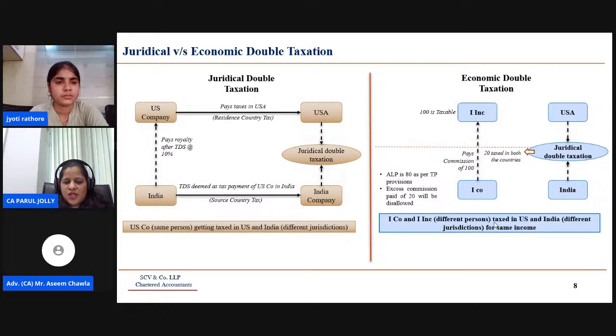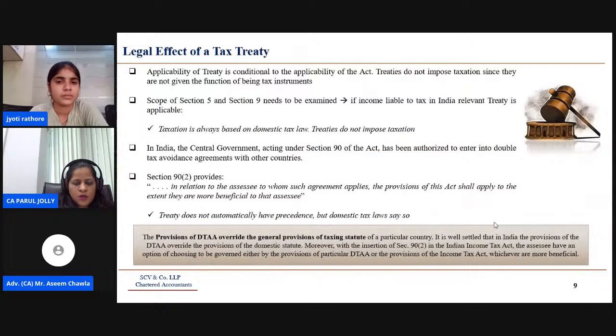So tax treaties largely prevent or mitigate juridical double taxation, and we'll see it later. As we know, in India, taxability is governed by the Income Tax Act. Similarly, in every jurisdiction, the domestic law of that country governs taxability. So applicability of a treaty is conditional to the applicability of the Act, because a treaty is not a charging provision. Treaties do not impose tax. The tax is imposed under the domestic law.